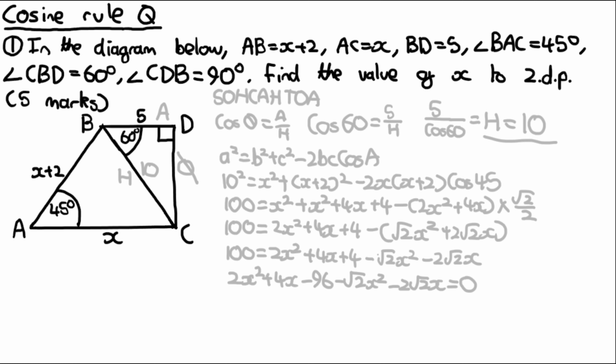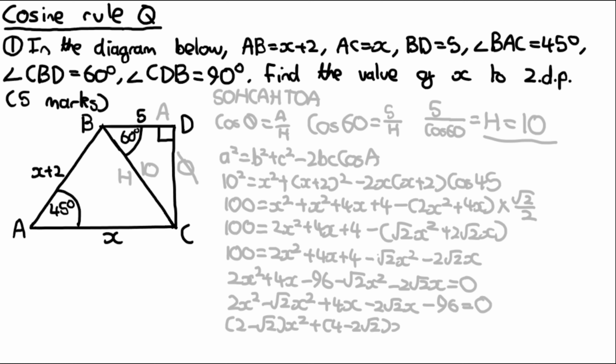Now this is a quadratic equation which we can solve using our calculator, but we need to bunch the terms, the x squared, the x, and the lone terms together. So what we're going to do is write these together to do 2x squared minus root 2 x squared, so that's the x squared terms. Then we're going to do plus 4x minus 2 root 2x, that's the x terms, then minus 96 is equal to 0. And then I like to use brackets here to do 2 minus root 2 x squared, we're just factoring out x squared, plus 4 minus 2 root 2 x minus 96 is equal to 0.